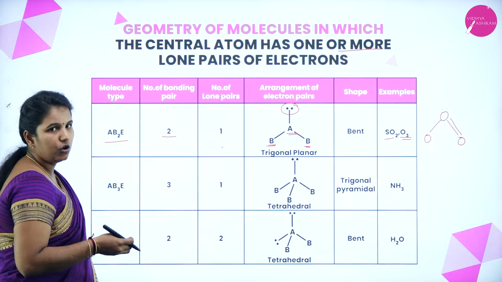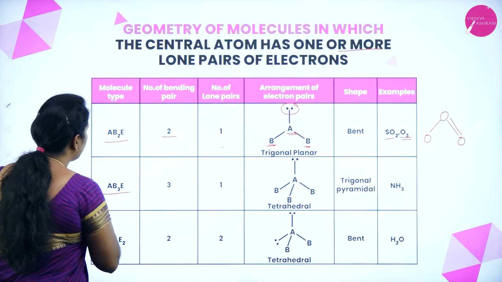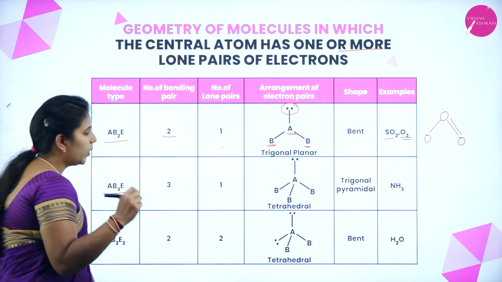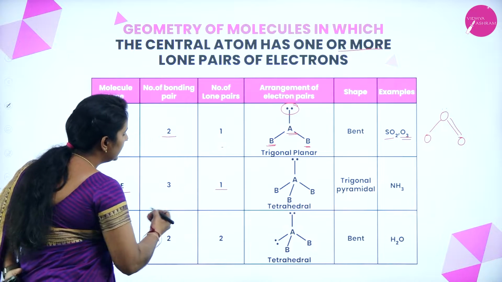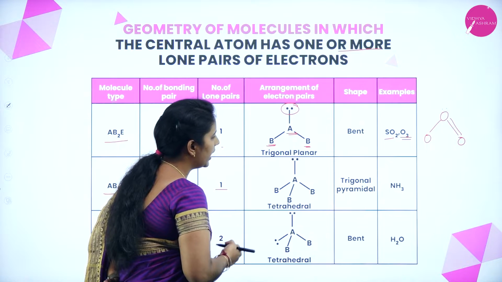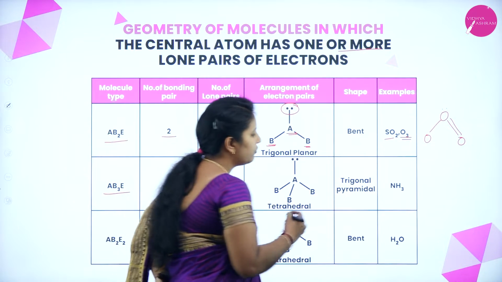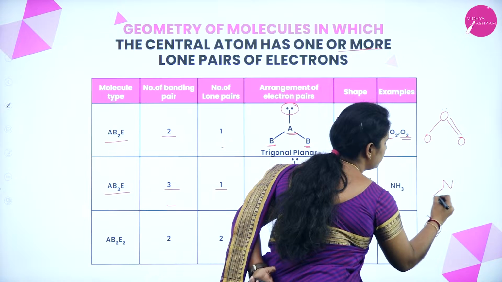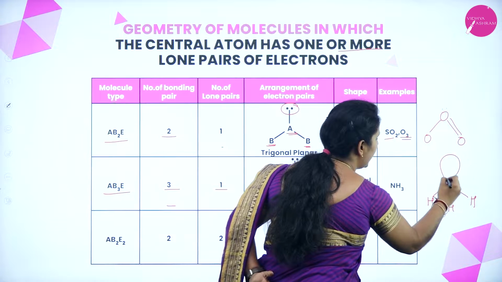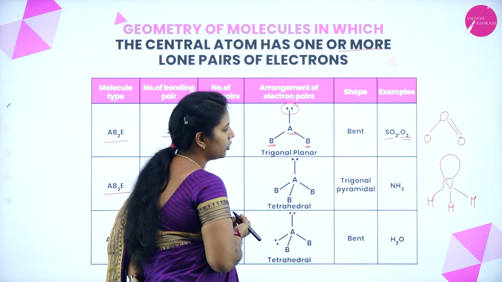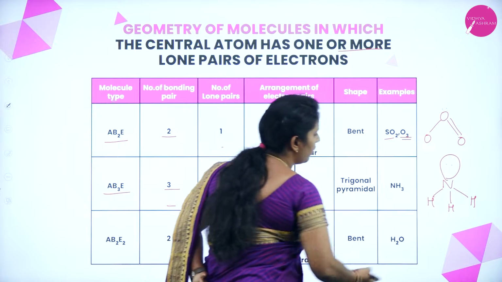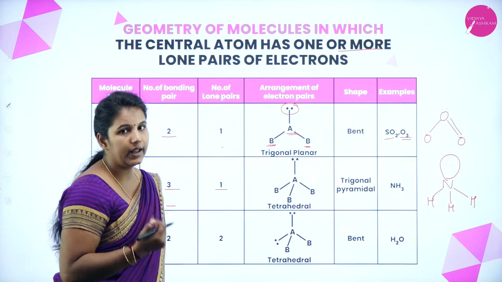Okay. Now I'll go with the molecule type AB3E. In that, the central metal atom has what? 1 lone pair of electrons with 3 bonding pairs of electrons. You can see this in the case of ammonia. If you write the ammonia structure, this is NH3. The central metal atom has how many lone pairs of electrons? Only one lone pair, and it has been bonded with 3 hydrogen atoms.